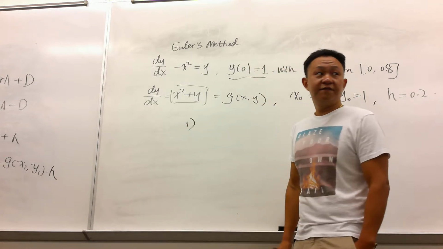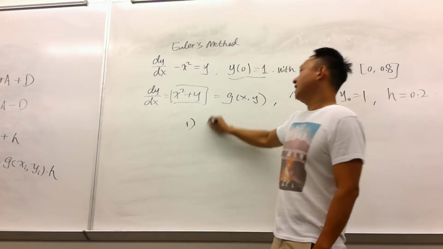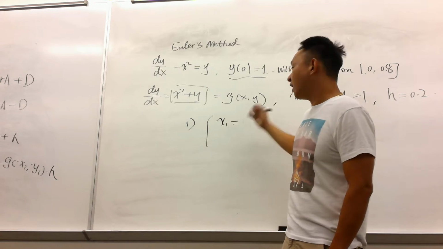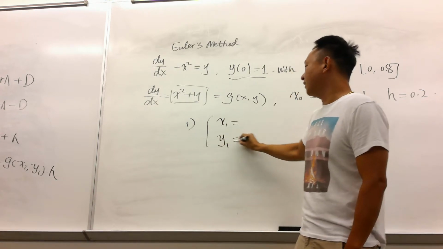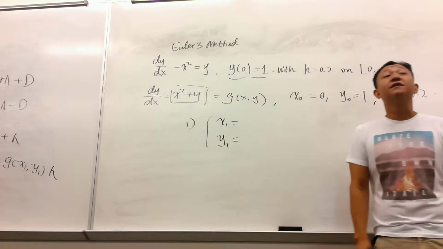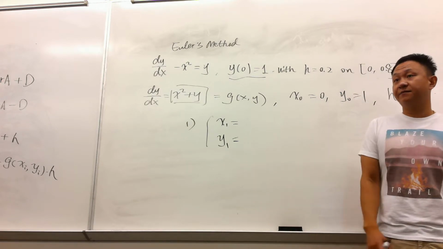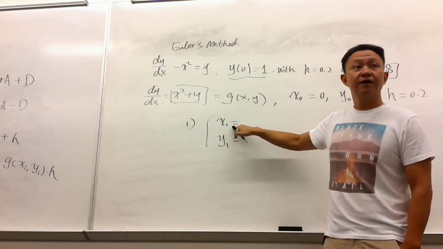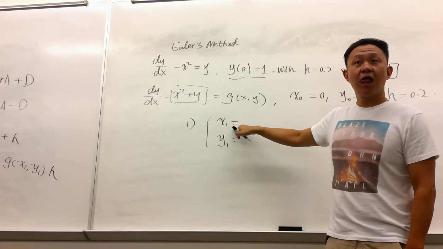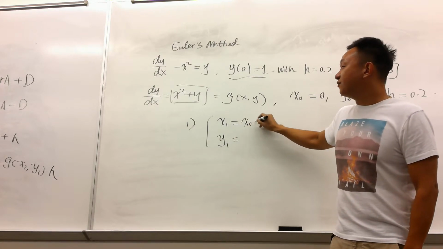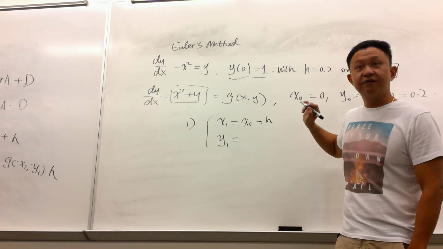Let's just work on the formula. So x1 equals what? y1 equals what? You tell me. What is the formula for this first step of Euler's method? x1 equals x0 plus h. So yes, it is 0.2.